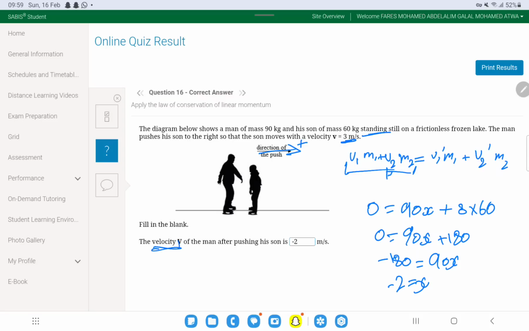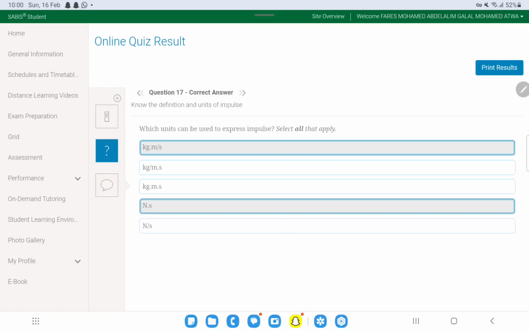Here they said velocity, so they want a vector, direction and magnitude, so it's minus 2. Again, the minus refers to the direction of the velocity. Since it's minus, the man is going to the left. These units are for impulse. They're the same as momentum, so you just have to memorize kilograms times meters per second and newtons times second.